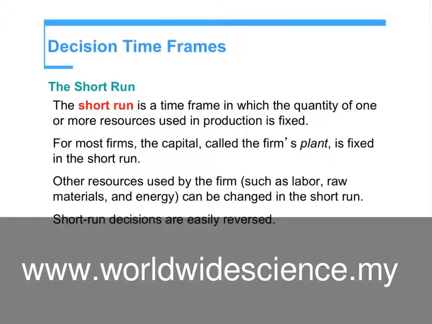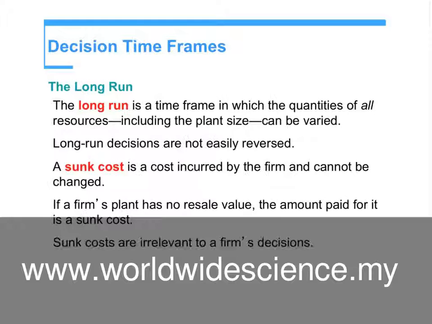How about the long run? The long run is a time frame in which quantities of all resources, including the plant size, can be varied. So long run decisions are not easily reversed. A sunk cost is a cost incurred by a firm that cannot be changed. If a firm's plant has no resale value, the amount paid for it is a sunk cost. Some costs are irrelevant to a firm's decisions.